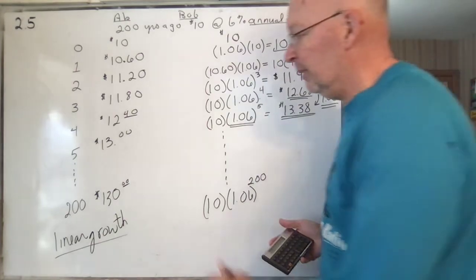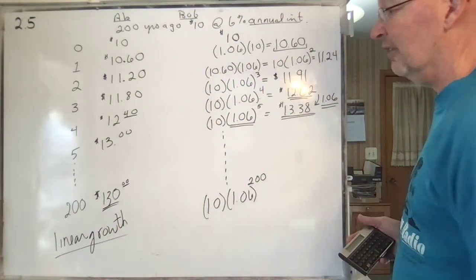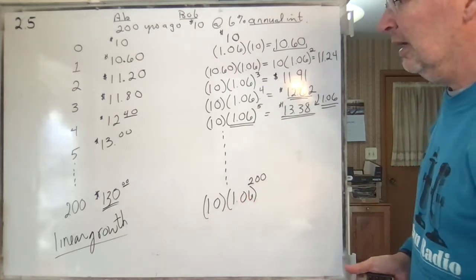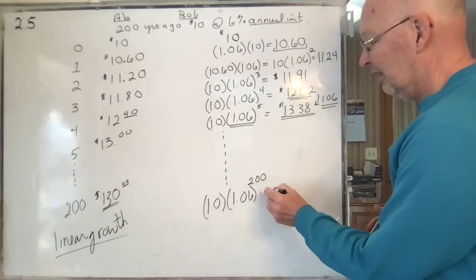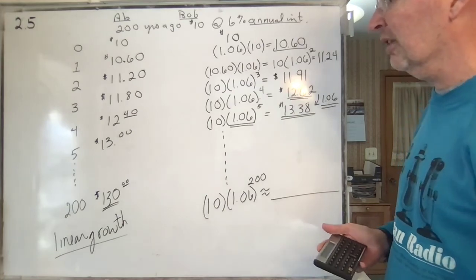How much is it going to be bigger than 130? How much bigger? By the time you were here, you were 38 cents bigger. By the time you're here, how much are you going to be bigger? Are you going to be double? Are you going to be 10 times that? Holy smokes! What are you going to be? So you figure it out, and you'll see the difference between exponential growth and linear growth.